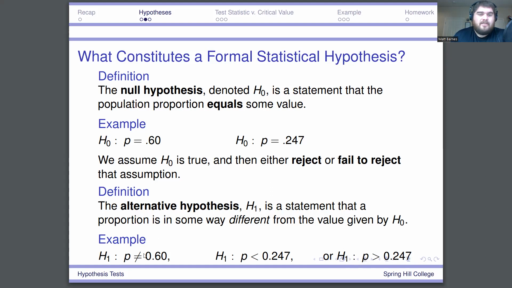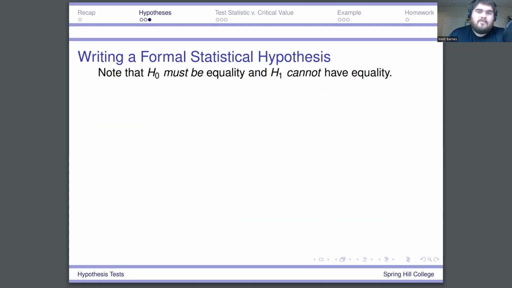So we've got three symbols to play with here: not equals, where we just think it's different; less than, where we think the proportion is smaller than we're being told; and greater than, where we think the proportion is bigger than we're being told. And all this information is going to come from either the problem statement you're given or the situation you're in. You're going to have some bit of information you're being told. That's going to be your H naught. And then you're going to have some hypothesis about what is actually going on, that something has changed, that something is different, or that something up here isn't right. And that is going to be our alternate hypothesis.